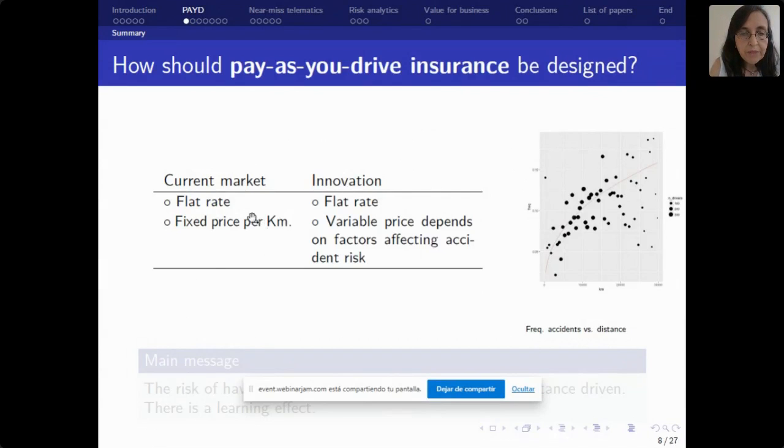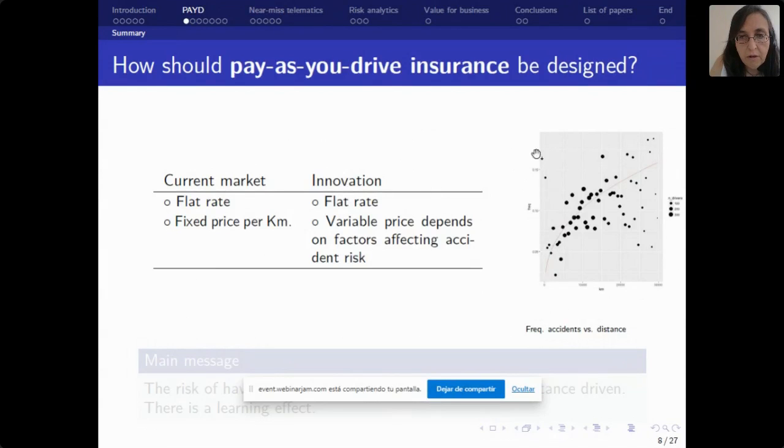So the innovation that we have been working on in the latest years is this. We always keep a flat rate, because no matter what, a car can be damaged, and so there will always be a flat rate. But then the price of each kilometer will depend on other factors affecting the accident risk. And here I'm giving you a very little plot, but what you can see here is the distance driven over 1 year of a group of drivers.